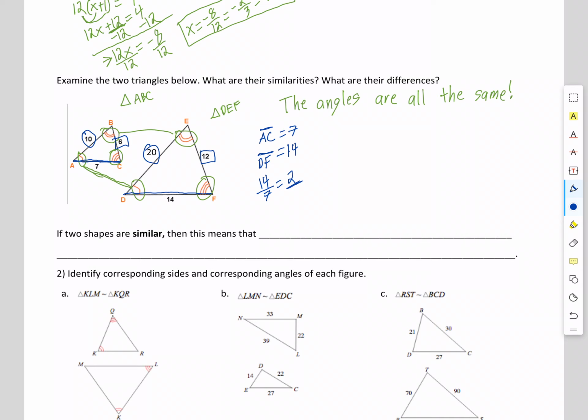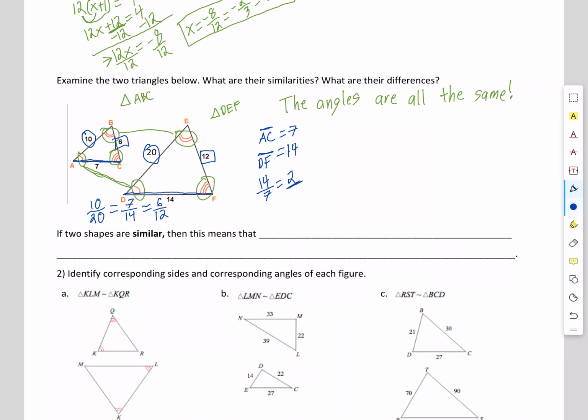So the way we can also represent this, if we look at those sides, 10 corresponds to 20, so if we set up a proportion, 10 over 20, that's going to be equal to 7 over 14, or if we took 6 over 12, all those are going to be equal.